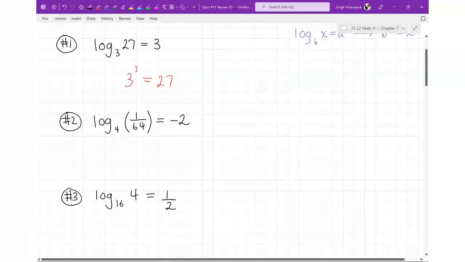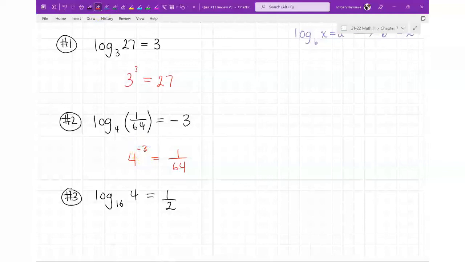Okay. So for number 2, we notice our base is a 4. Our power, this number out here, is a -2. So you're just going to write 4 to the -2 is 1 over 64. Actually, that should have been -3. Let me change that. I just realized that is not correct. That should be a -3, because 4 to the -2 is 1/16. Sorry about that. So 4 to the -3 is equal to your value, 1/64.